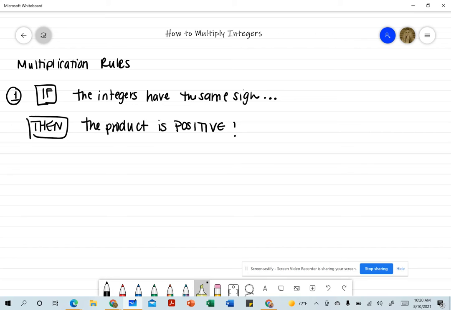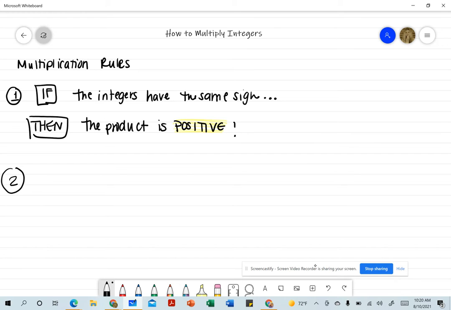Now this really differs from addition, because in addition, if they were both negative, your sum was negative, right? If they were both positive, your sum was positive. In this case, it doesn't matter. If they're both negative, it's positive. If they're both positive, it's positive. So it's always going to be positive if the signs are the same. All right, so what's our second rule?